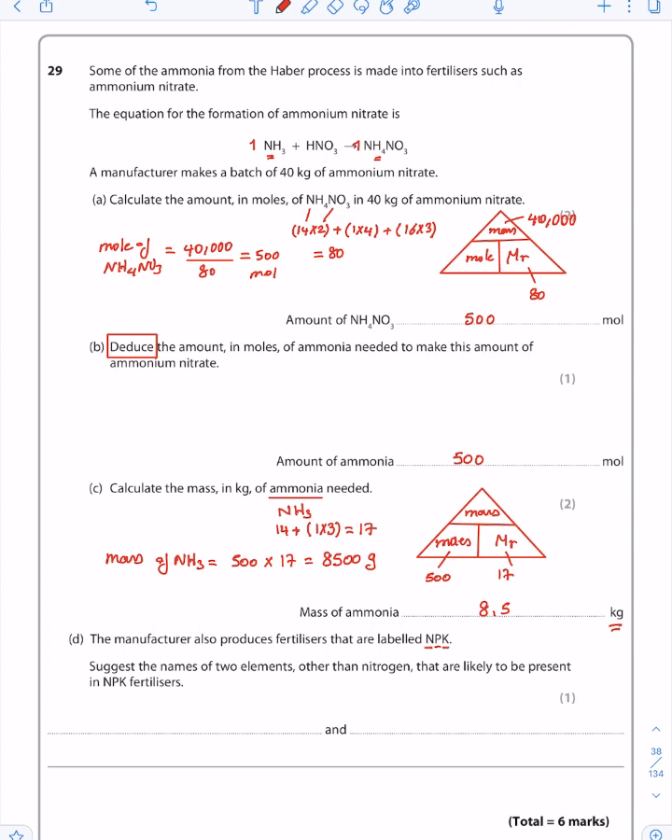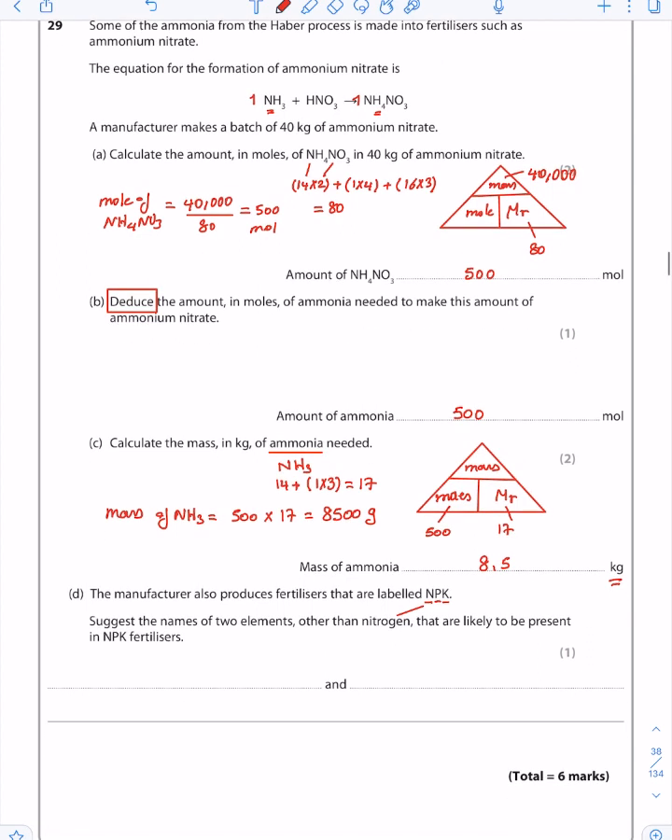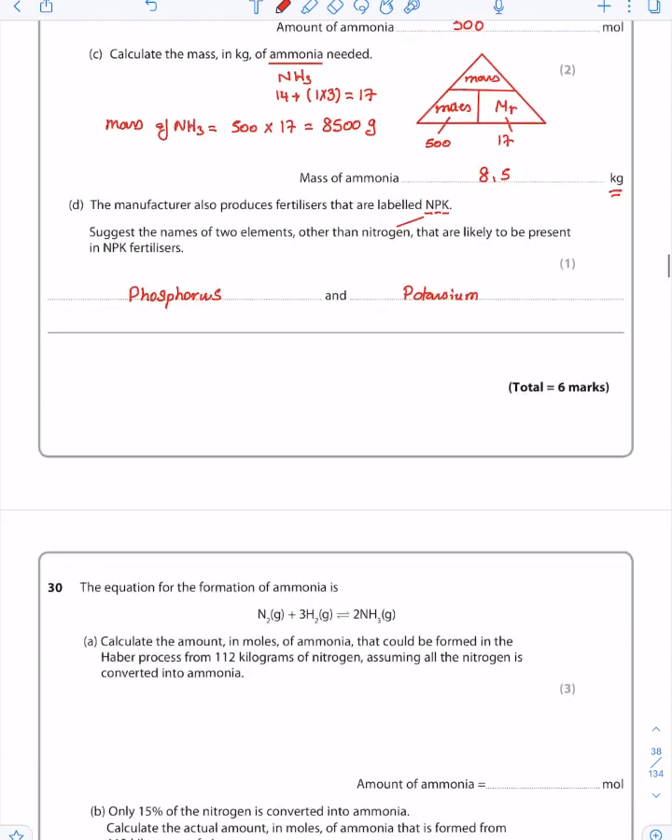Suggest the name of two elements other than nitrogen. The N was nitrogen, so what are the P and the K? The P is phosphorus and the K is potassium. So these are the two elements that are found in NPK fertilizer.